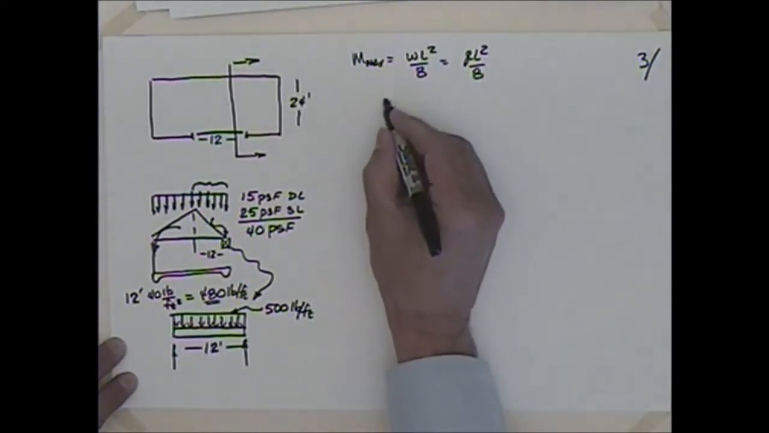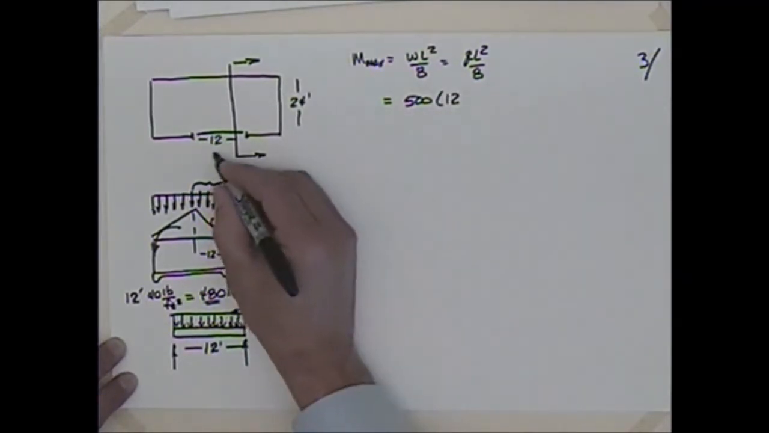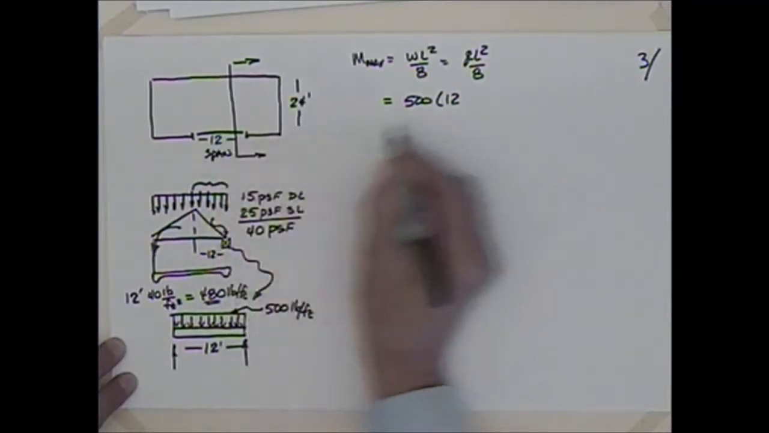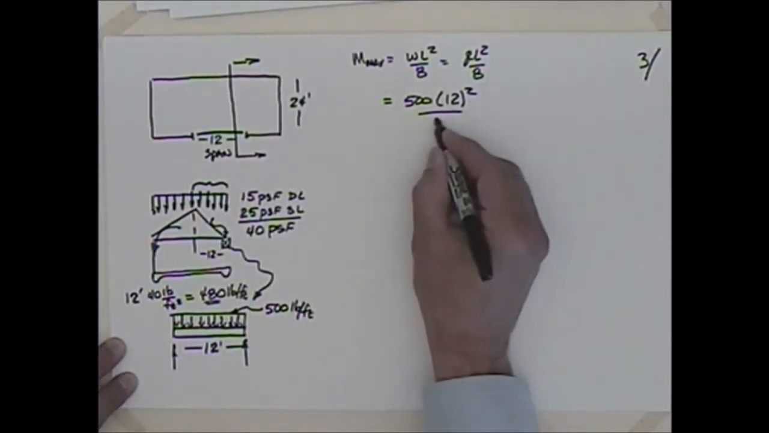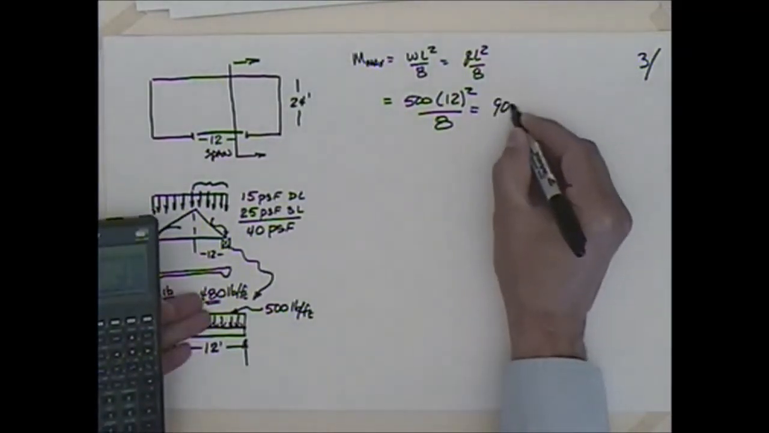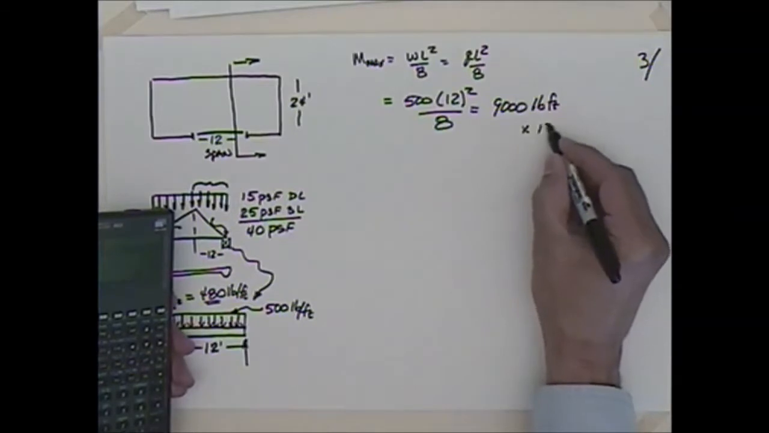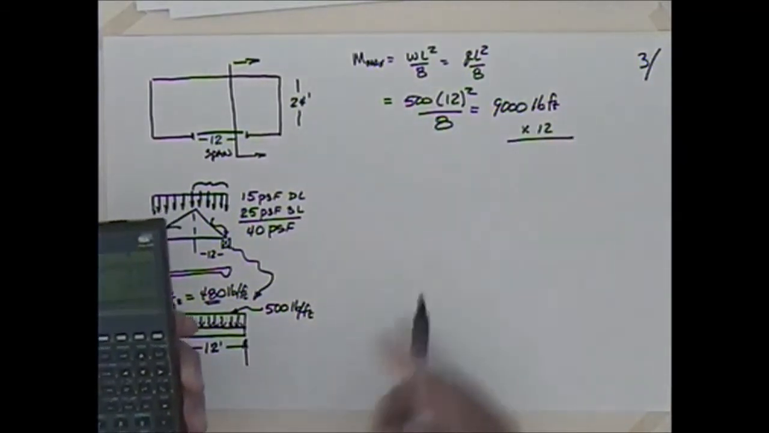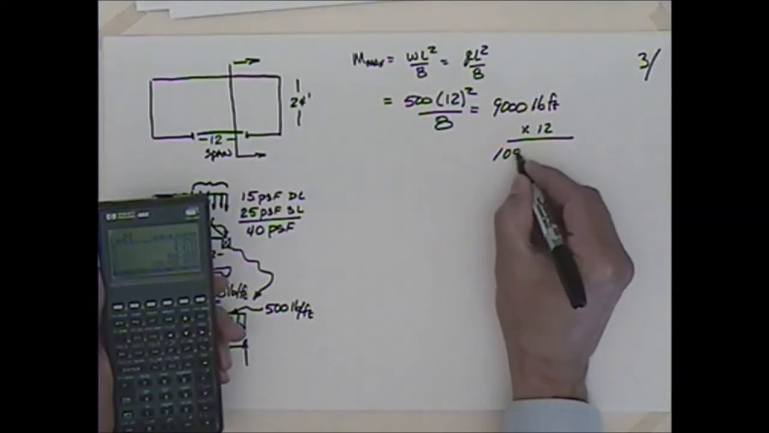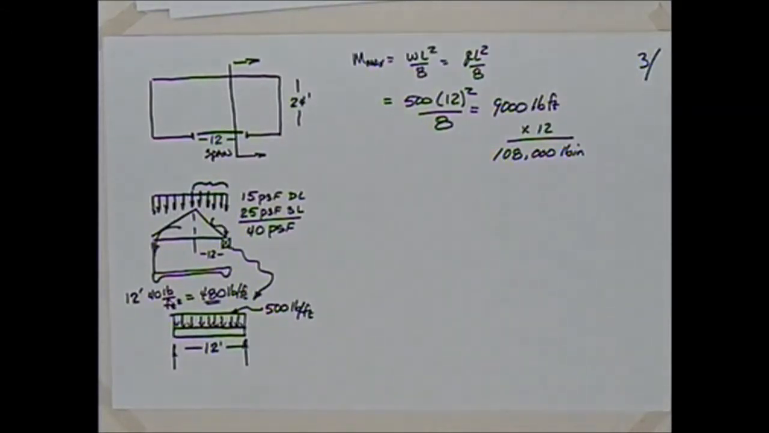So when we go through this, we could say that we have 500 times the length, which is 12, that's the span of this thing, squared, divided by 8, which we end up with what? 9,000, and that's going to be pound feet. And then if I multiply that by 12, I end up with 108,000 pound inches, which should work better for my calculations.